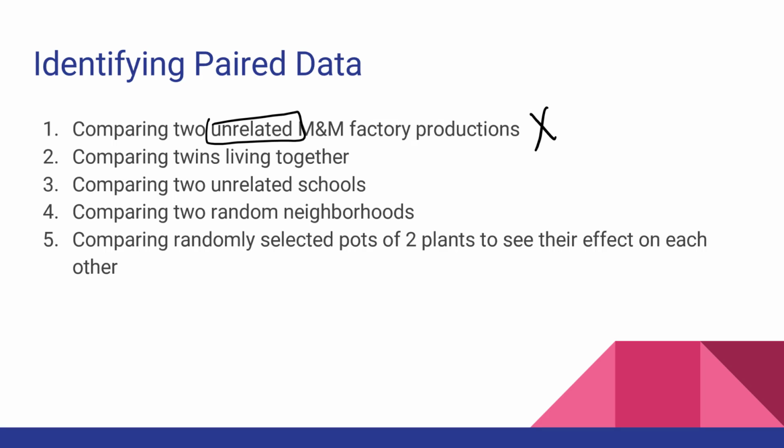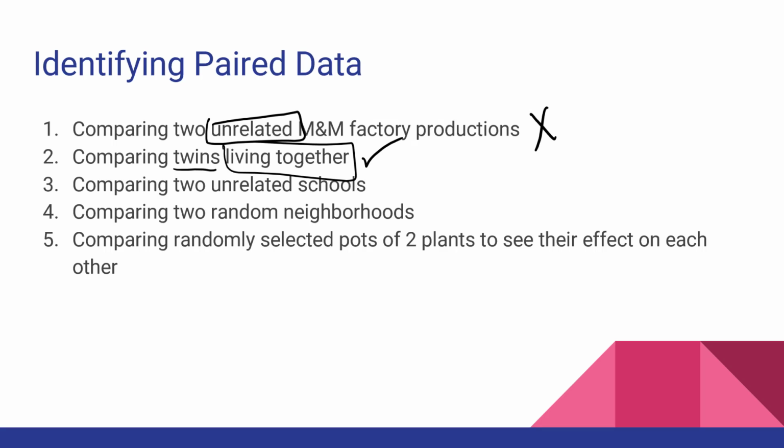Next, we have twins living together. So first of all, they're twins. If you've taken any psychology course before, you know that twins are already genetically predisposed to be similar to each other, and living together only perpetuates that. So if they're subject to the same environment, then their behaviors and characteristics likely have a very high association with each other. So this is definitely not independent and makes this paired.